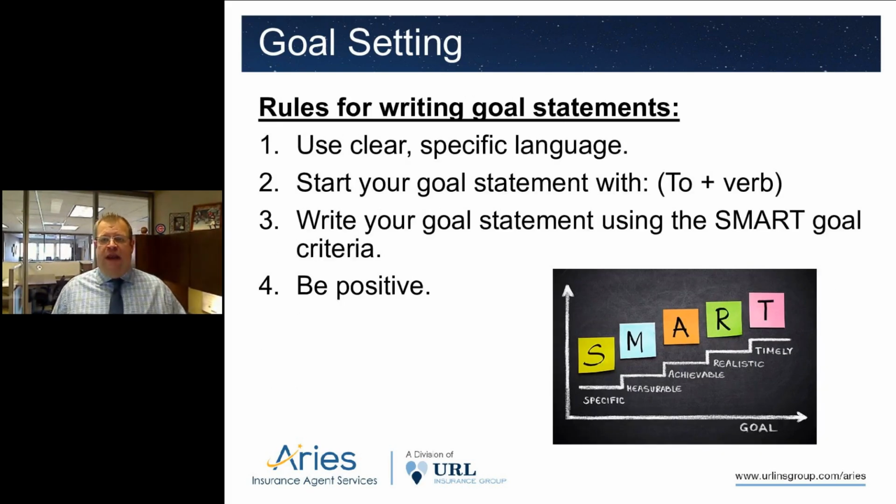When you're writing goals, use clear, specific language. Start your goal statement with a "to" and then a verb, to make $150,000 in life insurance premiums for 2024. That is going to be the statement of your goal. Write your goal as a statement using the SMART goal criteria.